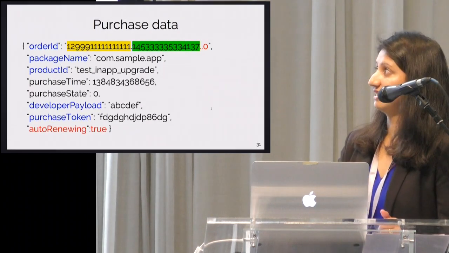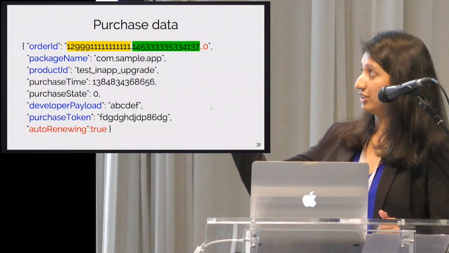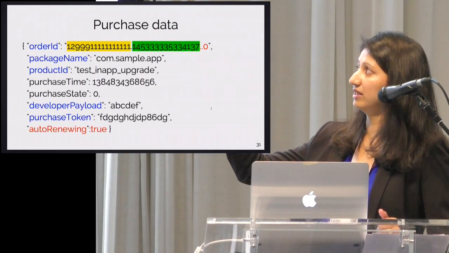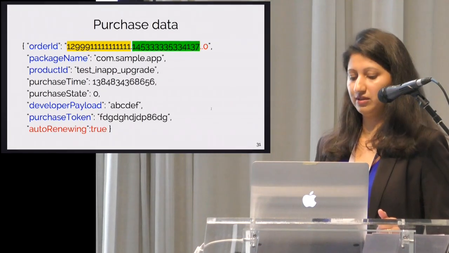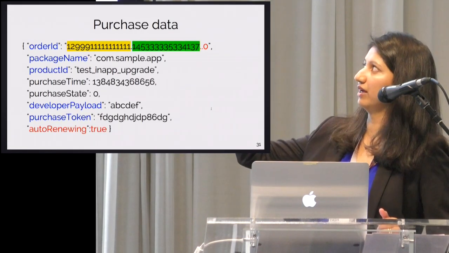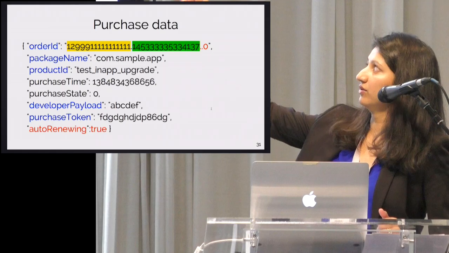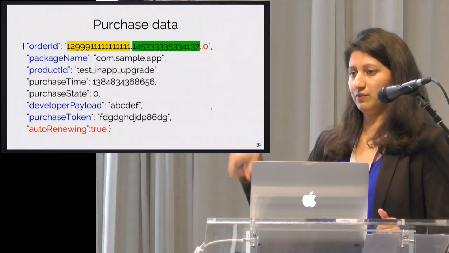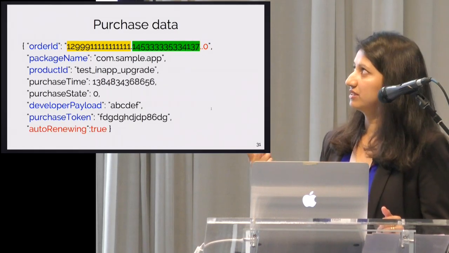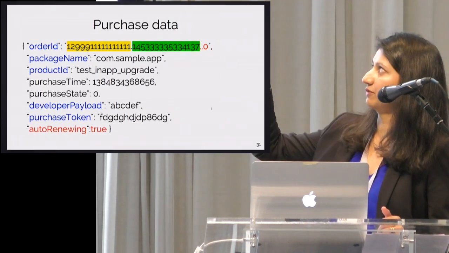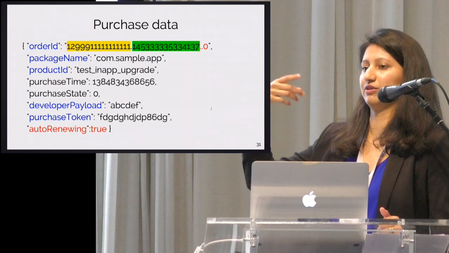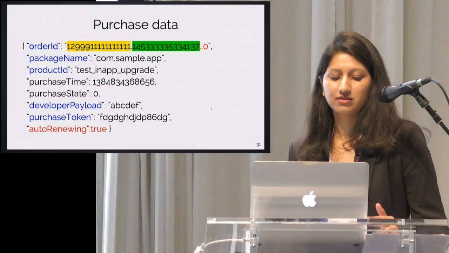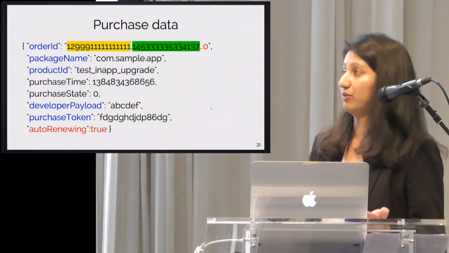This is what our purchase data looks like. It's a JSON. It has the order ID. The first half highlighted in yellow is unique to your merchant, and the second half is unique to that transaction. You can notice that this ends in ..0, and that is for a subscription, which means it's recurring. So the first time it renews, the suffix is ..0, the second time it renews, it's ..1, the third time it's ..2, and so on. So the package name is the package name of your app.